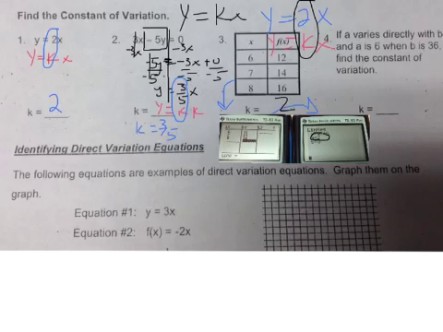The last one is sort of a little word problem here. And to do it, we have to think back to that first slide where it says that k is equal to the y value over the x value. And it says if a varies directly with b, and a is equal to 6, then b is equal to 36, then we would set this up as 6. This would be our x, and this would be our y. And so we would set this up as 36 over 6, and that would reduce to 6. And so our constant of variation would be 6, and our equation for this would be y equals 6x.